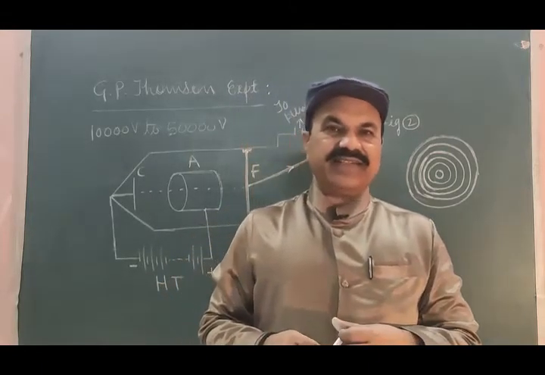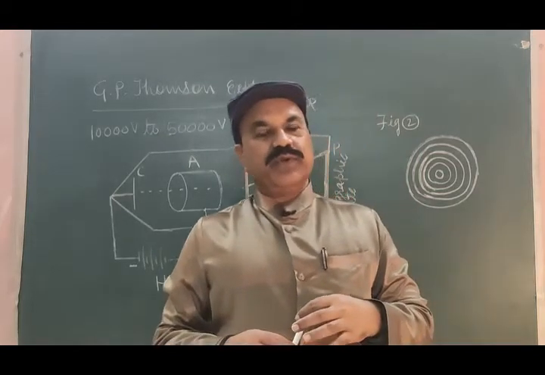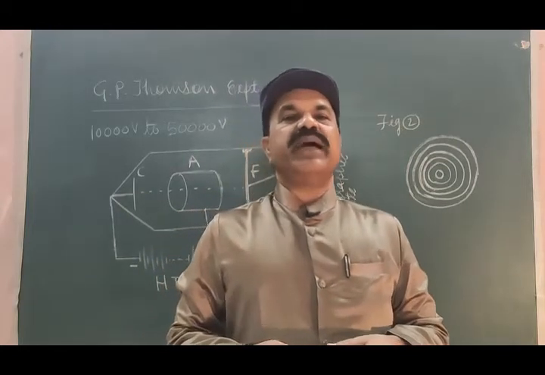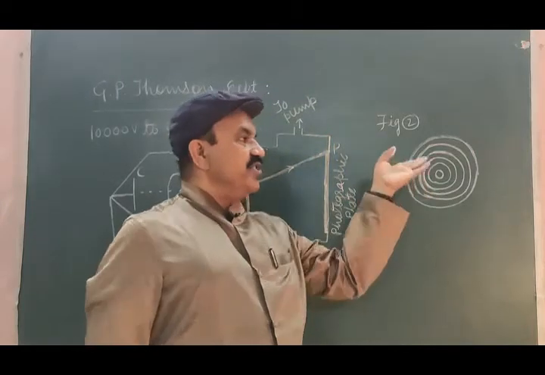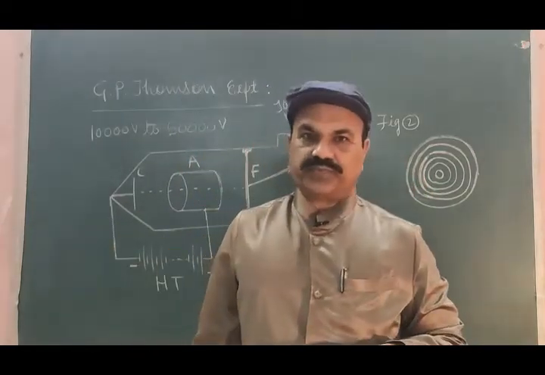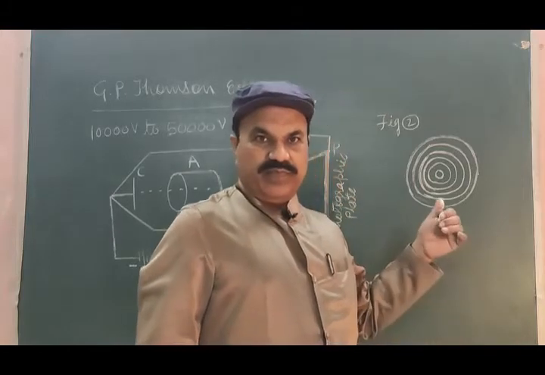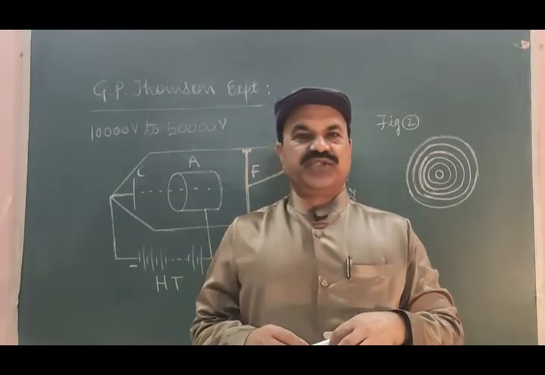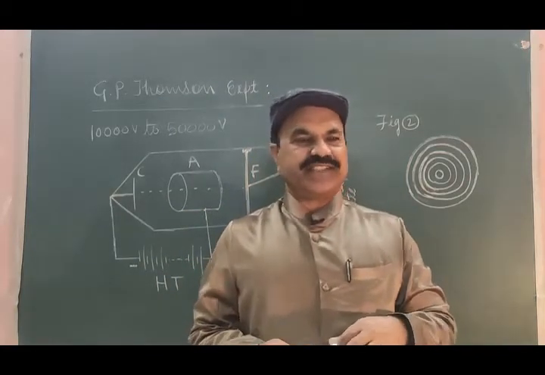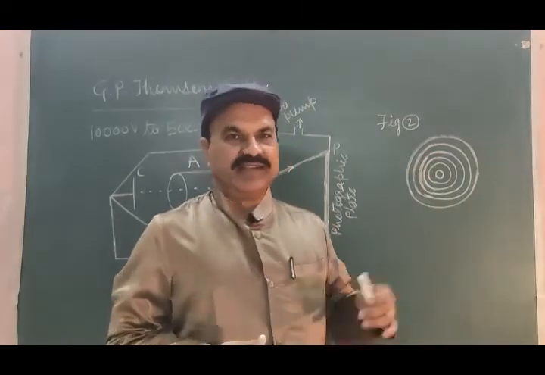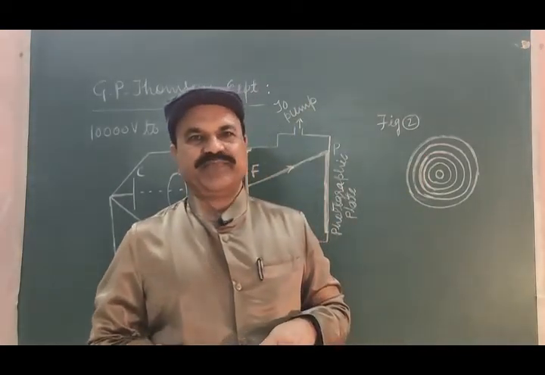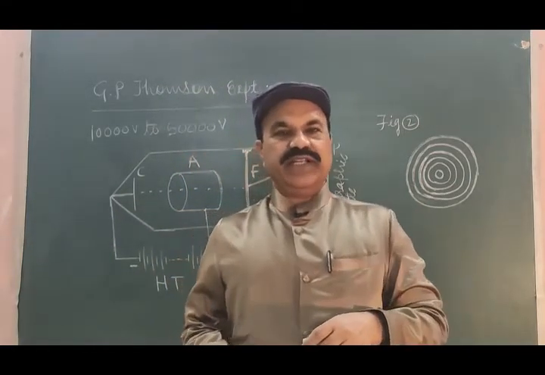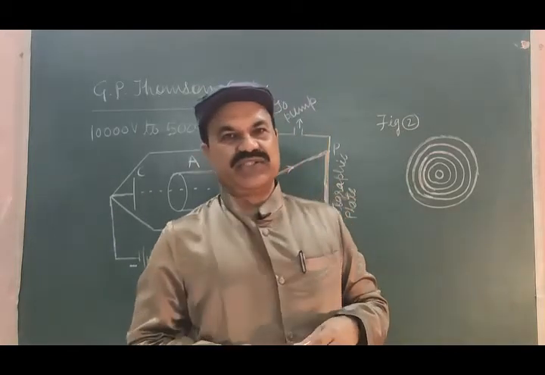He accelerated the electrons up to 50,000 electron volt and studied the diffraction pattern of electrons, which is shown in figure 2. This type of pattern you have studied last year in optics, Newton's rings. This is just similar to Newton's rings, but these are not Newton's rings. This is the diffraction pattern obtained for the electrons.